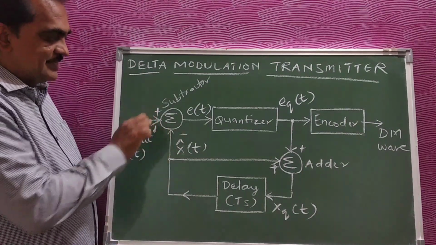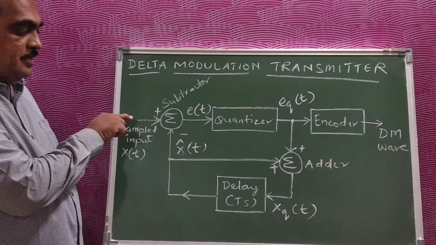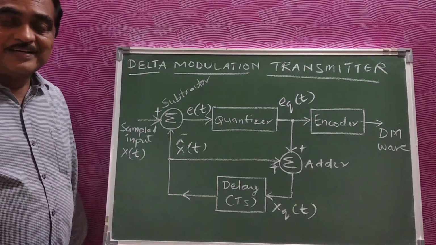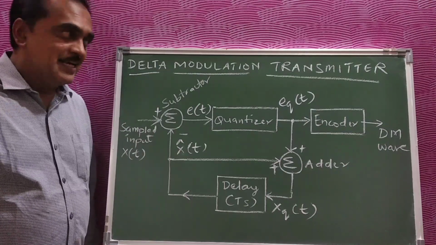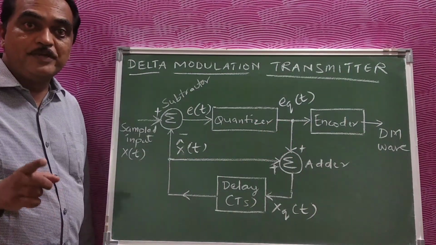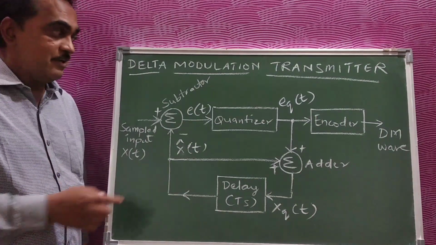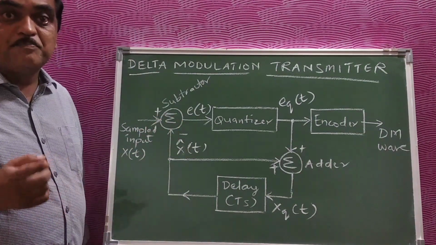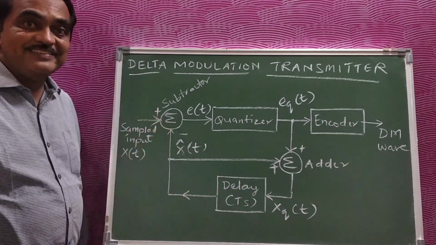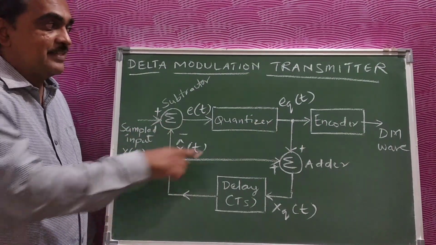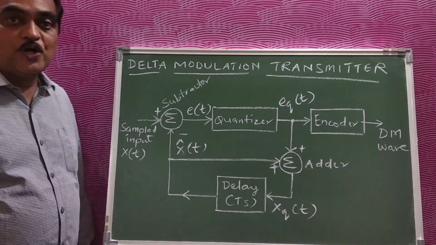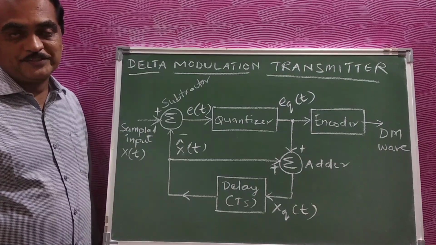The difference between the present value and the previous value is called an error. That error is quantized and then encoded as single bit data. If the error is positive, plus delta, then the output will be logic 1. If the error is negative, minus delta, then the output will be logic 0. This is how your delta modulation transmitter works.